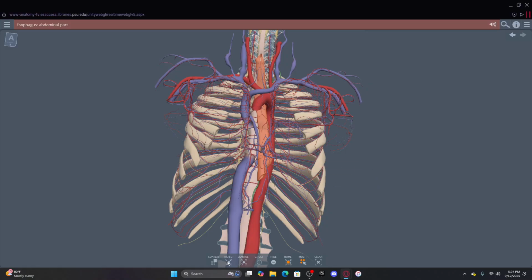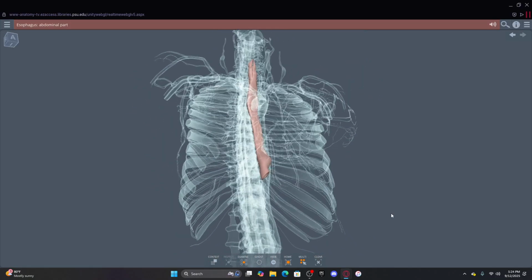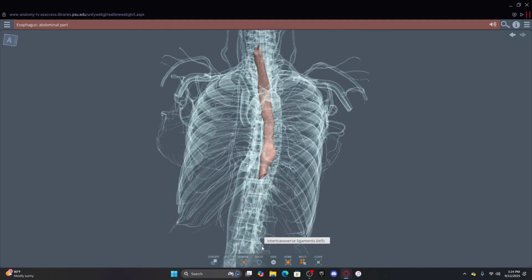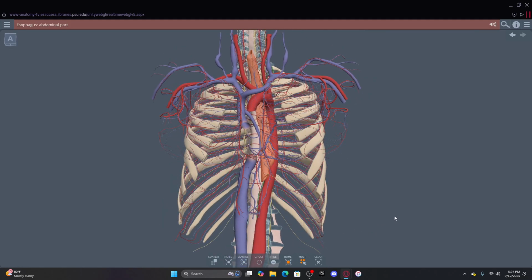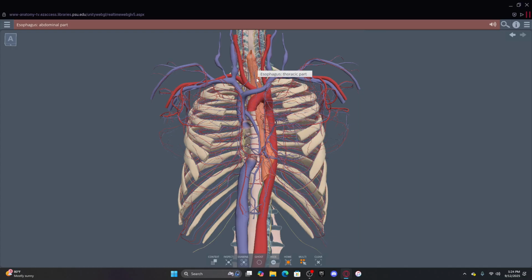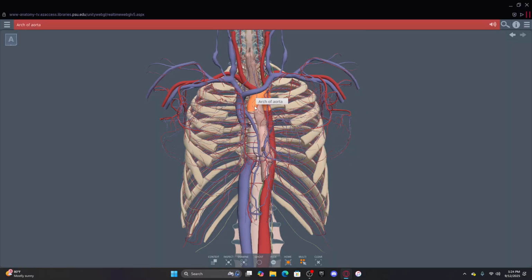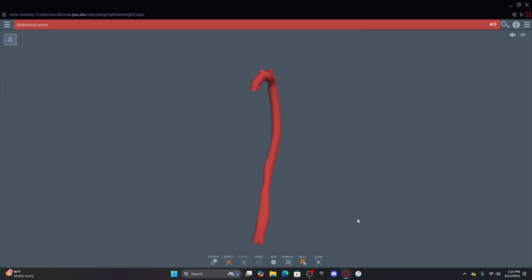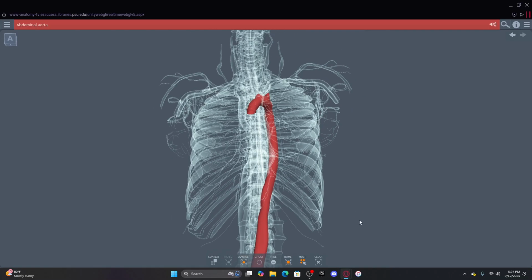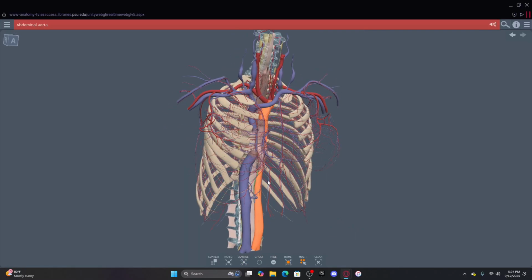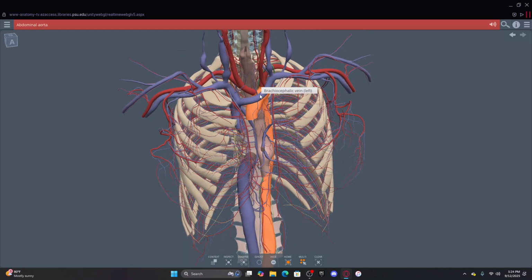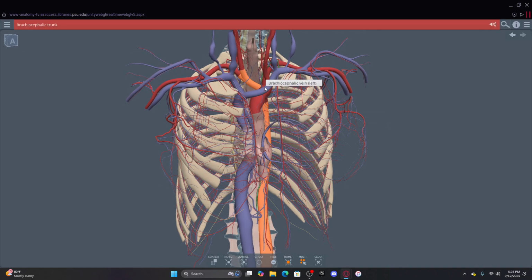Let me examine it so you can see it better. And then from there, I want to move on to the branches of the aorta. So let me unselect that structure. I'm going to move onto the branches of the aorta, right? So this whole structure here is our aorta. If I examine it, that's how your aorta sits in your body. But there are branches off of the arch of our aorta, and those branches are the brachiocephalic trunk.